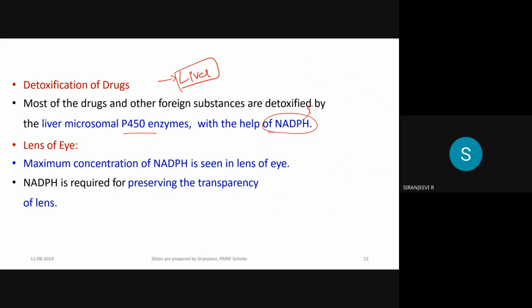And the lens of the eye also needs NADPH, because a maximum concentration of NADPH gives the transparency of the lens. That helps us see the objects that we see in real life in a really good form.